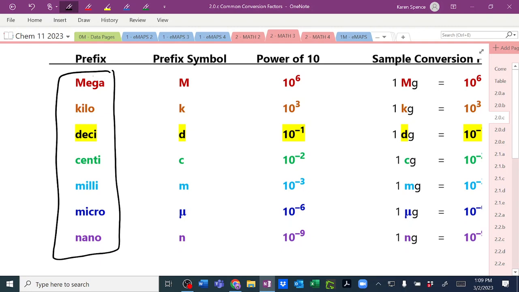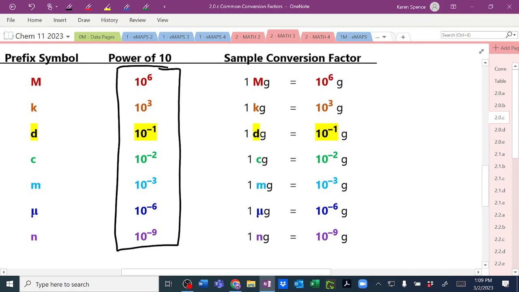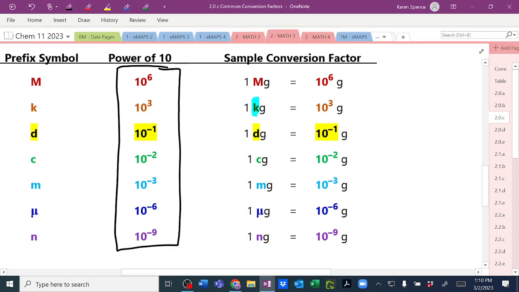Okay, now we're going to add a line onto the song, and it's going to be these powers of 10. Actually, before we do that, let's talk about these powers of 10 and what they actually mean. If I have 1 kilogram, that is 10 to the 3 grams. And if you remember, what is 10 to the 3? 10 to the 3 is how much?